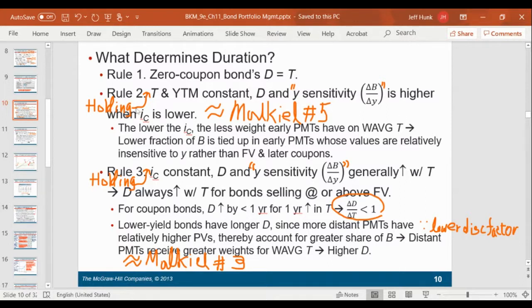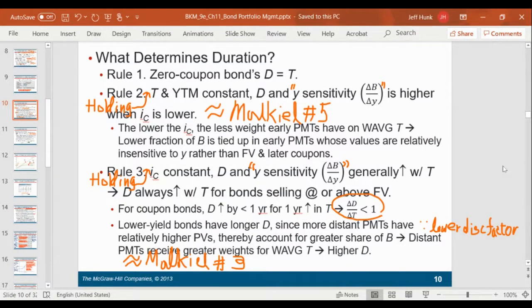Rule number 2: holding maturity and yield constant, duration and interest sensitivity of price is higher when the coupon rate is lower. And this is pretty much the same thing as Malkiel's theorem number 5.